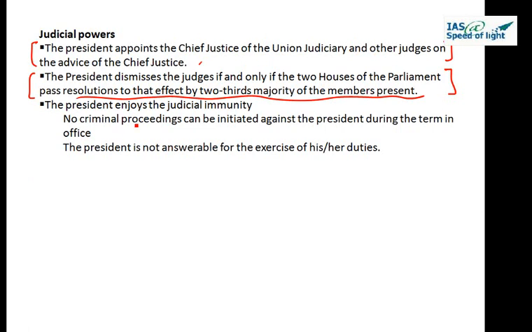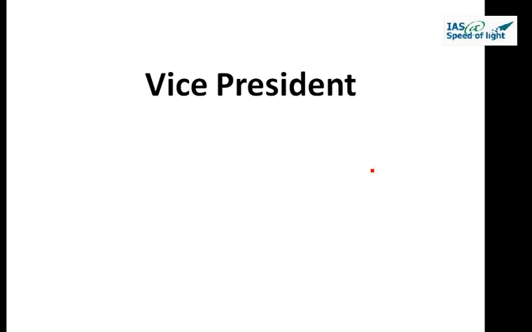The president enjoys certain judicial immunities. No criminal proceedings can be initiated against the president during the term in office. So no criminal proceedings can be initiated against the president when he is a president. Okay, the president is not answerable for the exercise of his duties. This was all about the president.